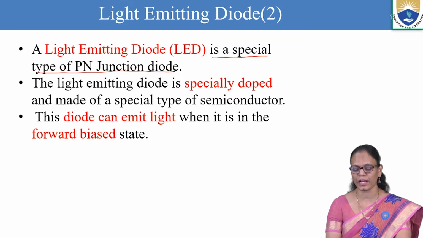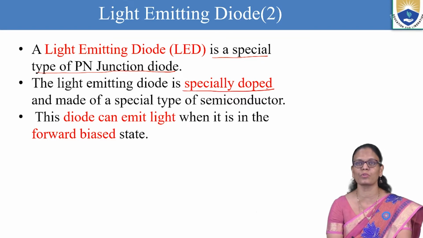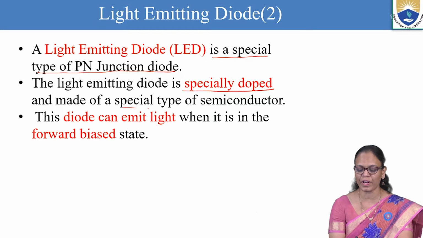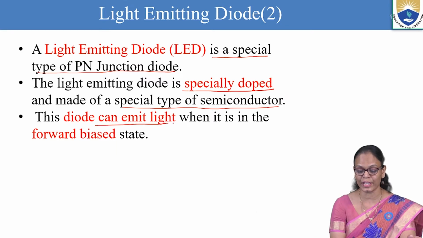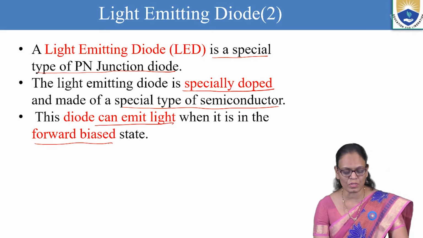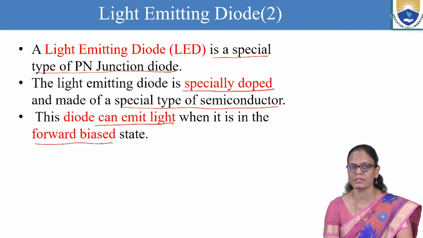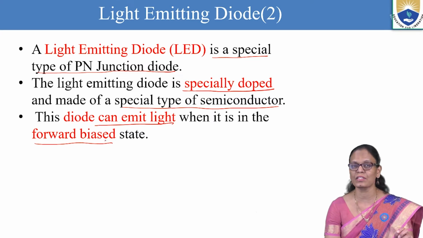So in a light emitting diode, it is specially doped and made a different type of semiconductor so that this diode can emit light when it is forward biased. We have also seen what a forward bias condition is. When a PN junction diode is specially doped, we are going to discuss what type of doping we are using and what type of materials can be used. And when this specially doped PN junction diode is connected in forward bias, it will act as a light emitting diode.